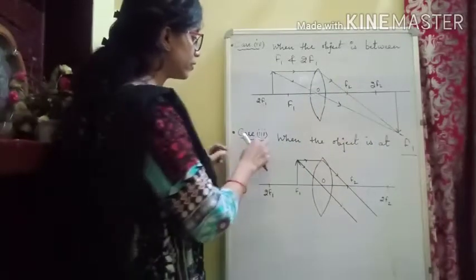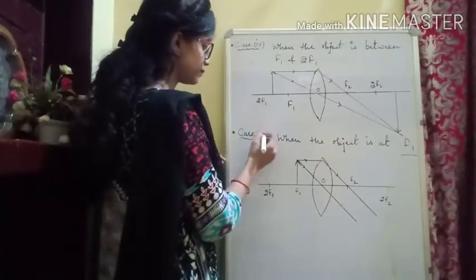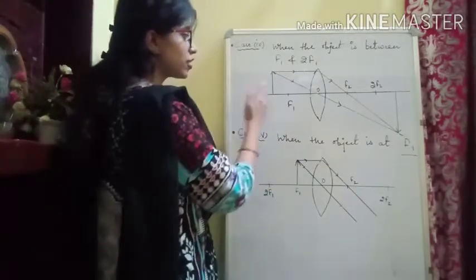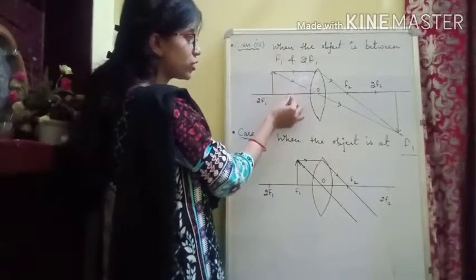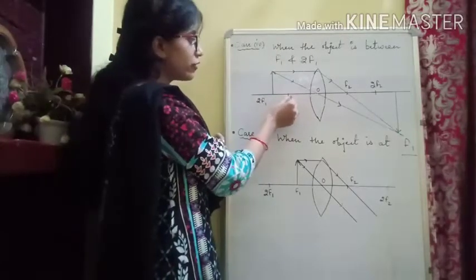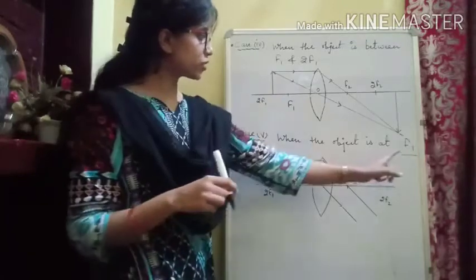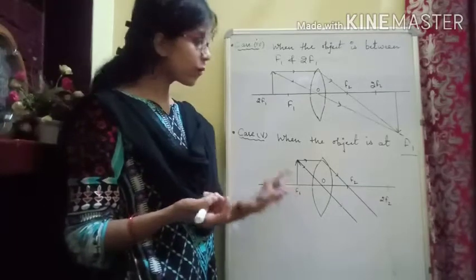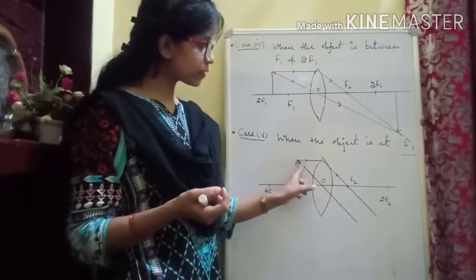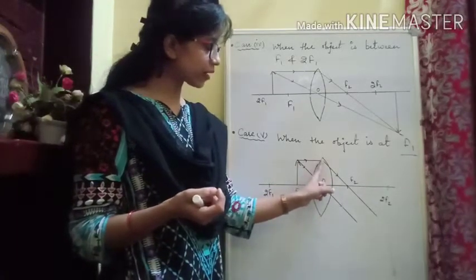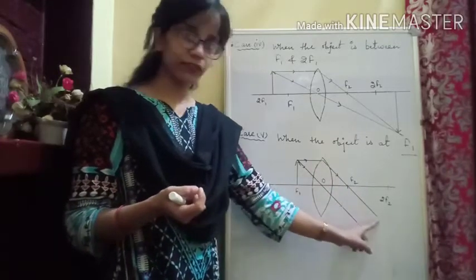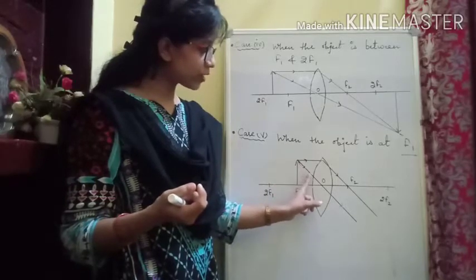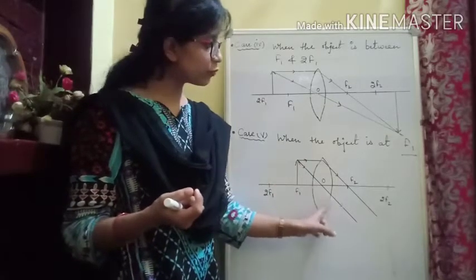Now our fifth case is when the object is placed at the first focus. Since we are shifting the object, now we will shift it and put it at the position of the first focus, that is F1. How to draw? One ray coming from the object is parallel to the principal axis. After refraction, it will go through the second focus, and another ray is coming out from the object and passing through the optical center, and it will move undeviated.